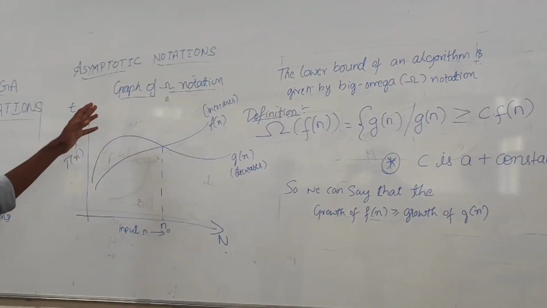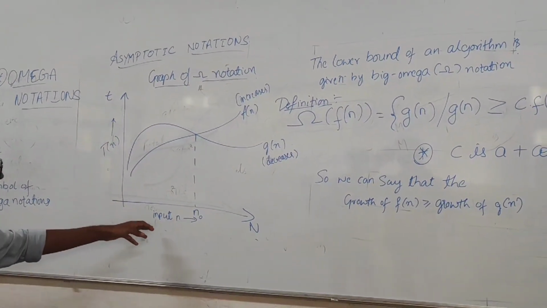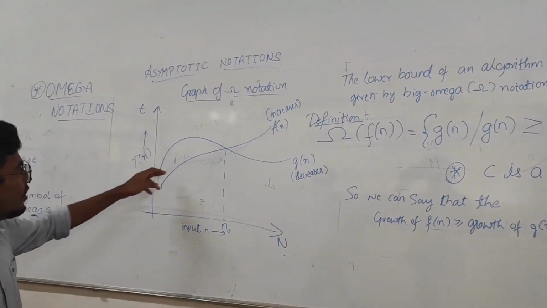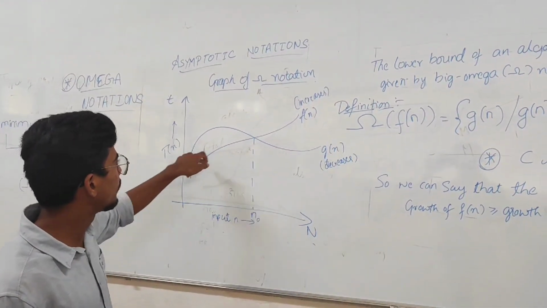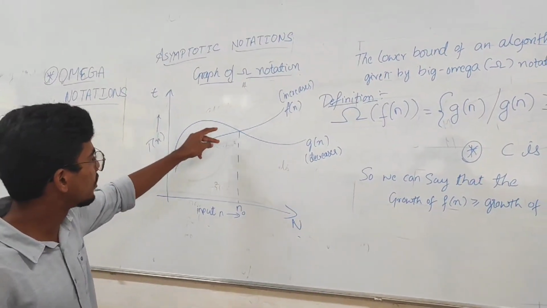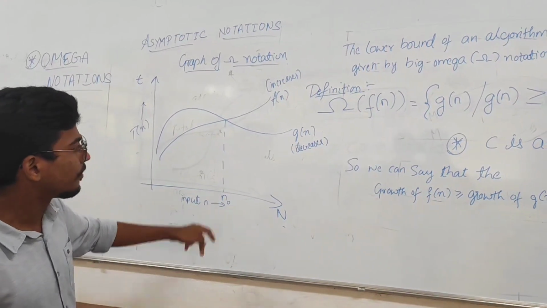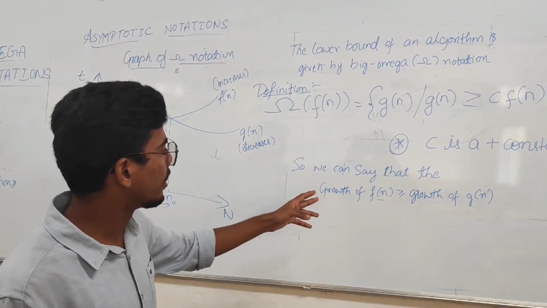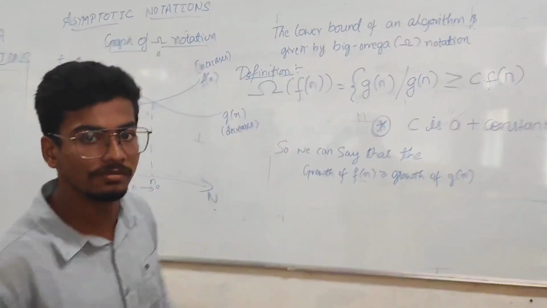This is the graph of big omega notation. The y-axis is T of n and the x-axis is input n. This is f of n and this is g of n. g of n decreases and f of n increases. The intersection of g of n and f of n is taken as n naught. So we can conclude here that the growth of f of n is greater than or equal to g of n.